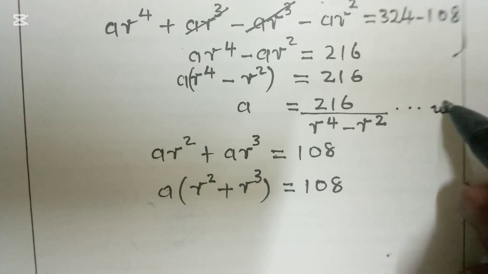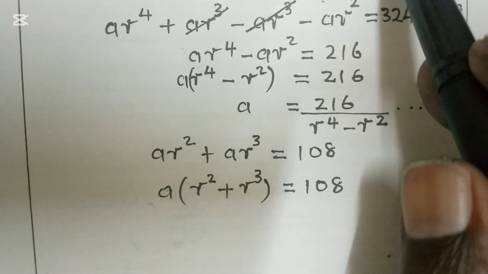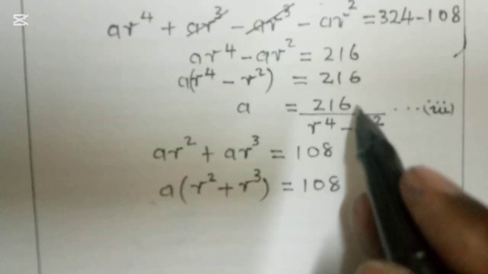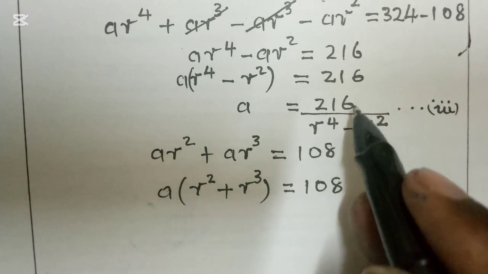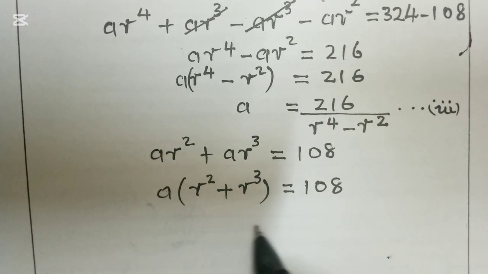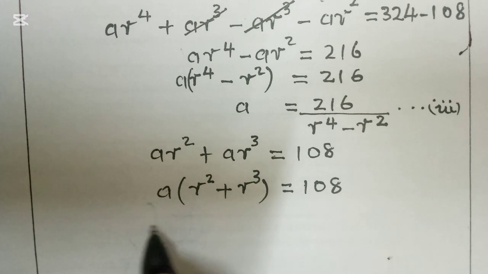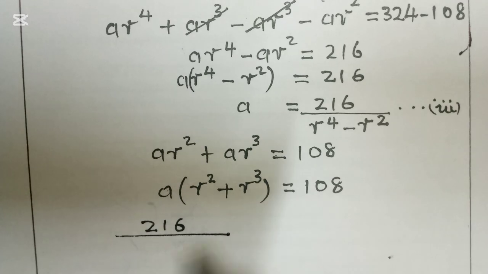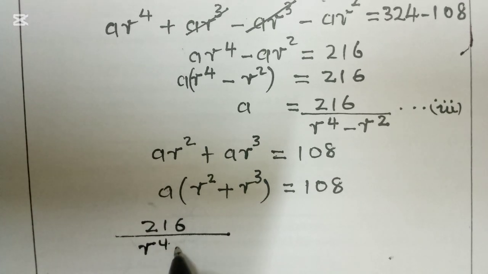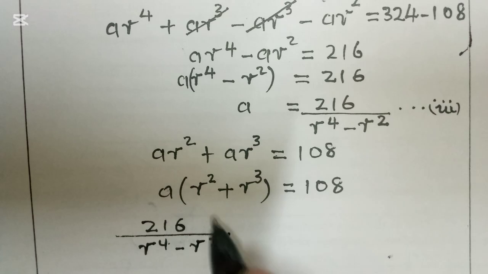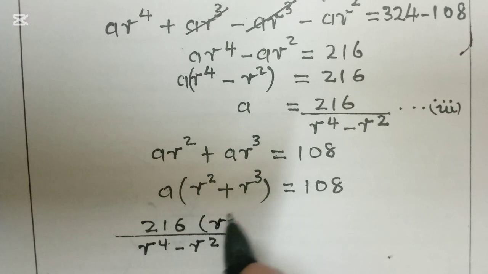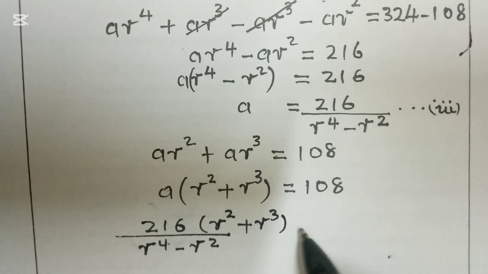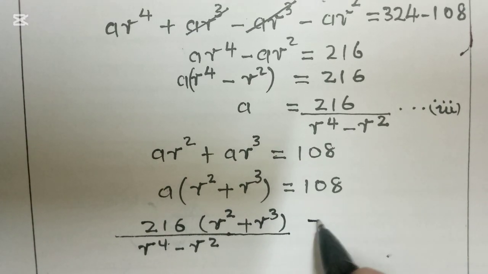Let's now replace our A in this equation. Call it equation 3, because we already have equations 1 and 2. We replace A with 216 over (R^4 minus R^2), multiplied by (R^2 + R^3). This now gives us 108.